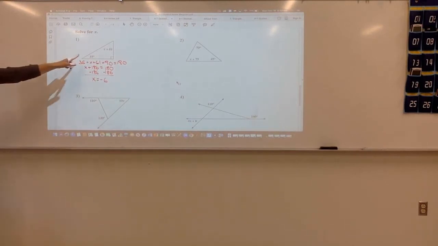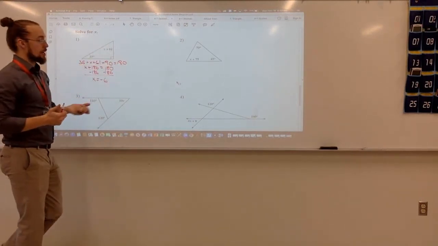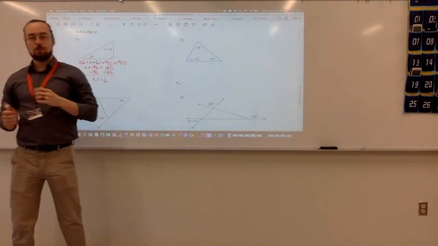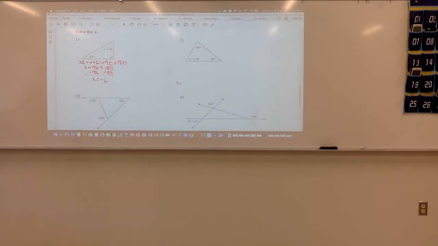And I'm just adding all 3 angles together, setting that equal to 180. Okay? You guys try number 2. Okay, number 2 is the same idea. Add the 3 angles together, set that equal to 180.